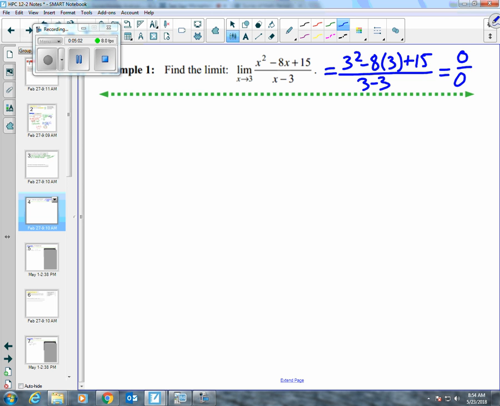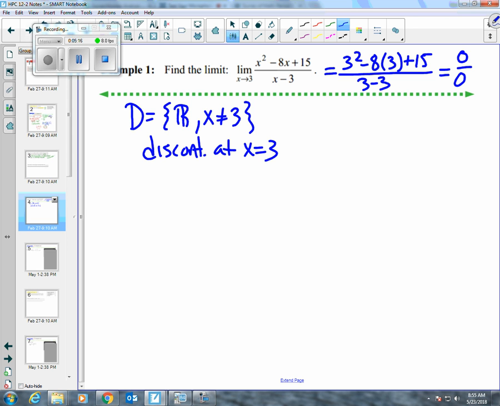So let's see if we can factor it and simplify, because I know my domain is all reals except for 3. So I know that there's a discontinuity happening at x equals 3. The issue is, can I remove it? Is this one of these point discontinuities or holes? If it's not, then we're going to have some other issues we're going to have to talk about. But if it's removable, then I'm going to be able to evaluate that limit. So the whole idea is making sure we understand this idea of domain and what it's going to look like for us when we find that limit. So let's see if we can factor and remove this discontinuity.